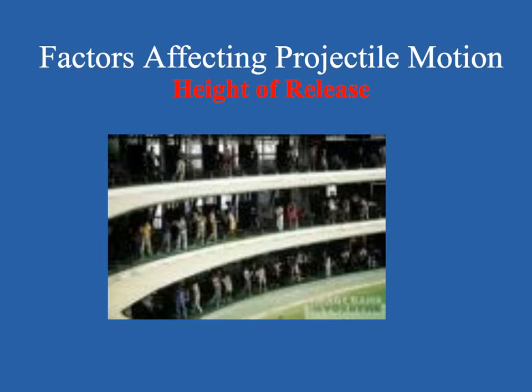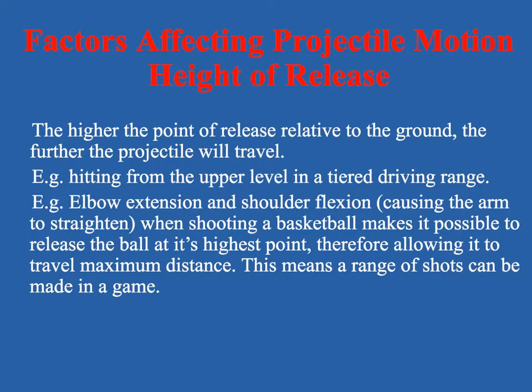Right, now we're looking at height of release, and this is the height the ball or the projectile is released from. So the higher the point of release relative to the ground, the further the object would travel. Say I stood on top of our gym and I threw the ball from there, and you had to stand on the ground right below me. I think I could throw further than you because the ball would have longer flight time in the air because it's been released from a higher point.